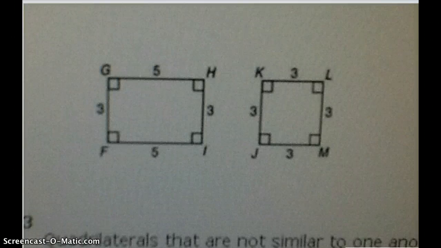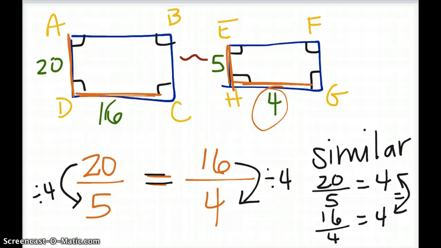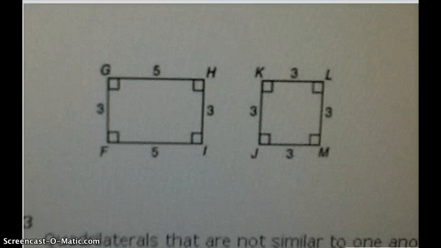Okay, so let me give you another shape here. Let's look at this one. We want to test, are these similar? So I have two rectangles. I want to test to see, are these similar at all? Are these similar?